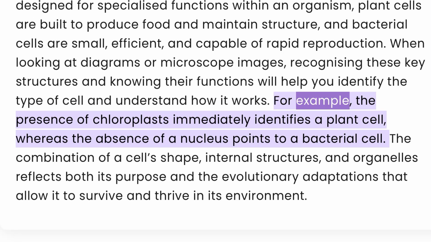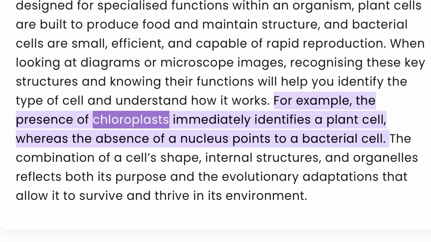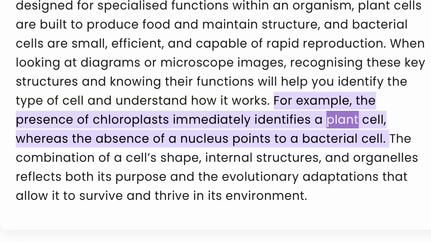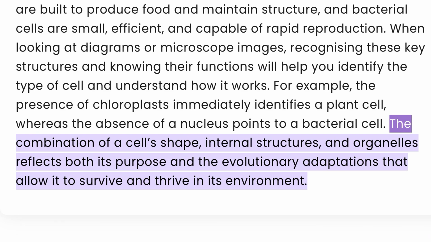For example, the presence of chloroplasts immediately identifies a plant cell, whereas the absence of a nucleus points to a bacterial cell. The combination of a cell's shape, internal structures, and organelles reflects both its purpose and the evolutionary adaptations that allow it to survive and thrive in its environment.